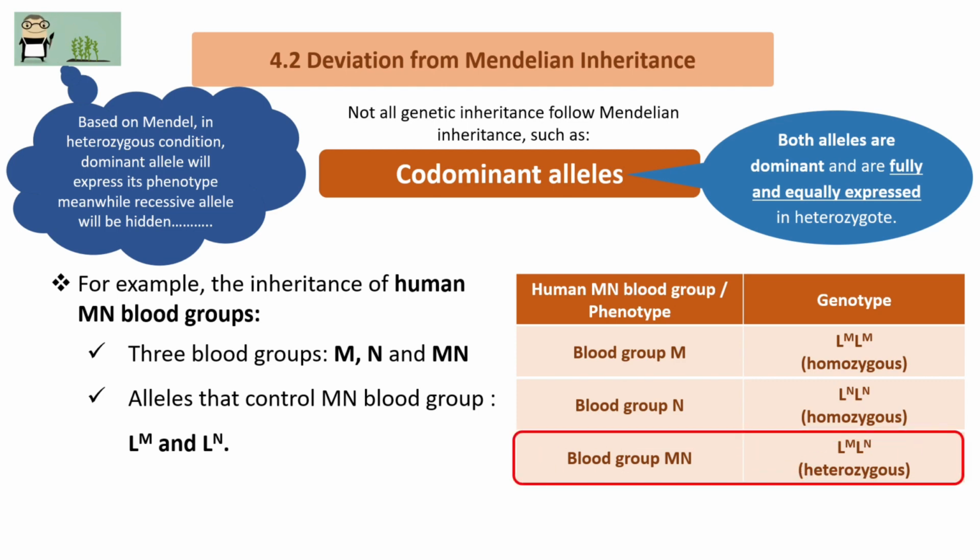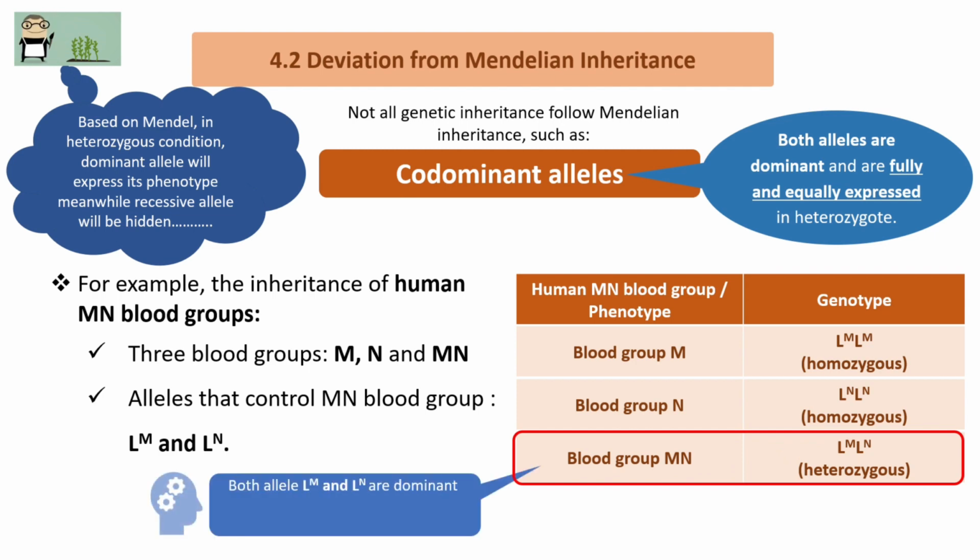Blood group MN is an example for codominant alleles. In heterozygous condition, both LM and LN allele are dominant. Therefore, both alleles expressed their phenotype fully.